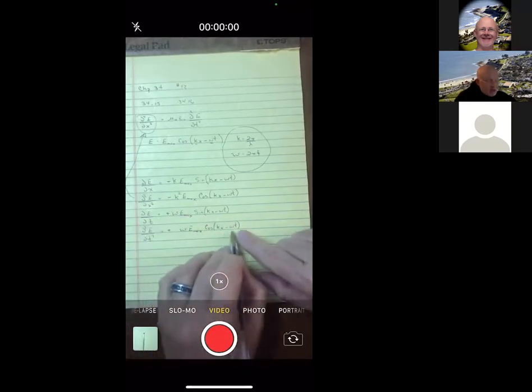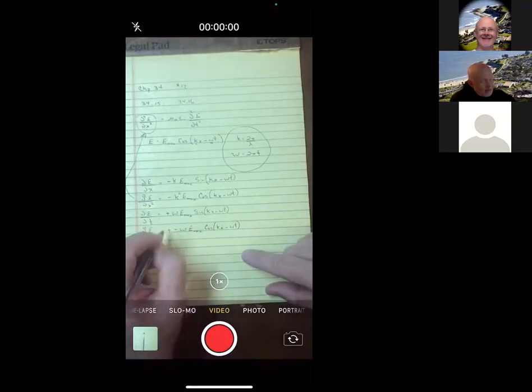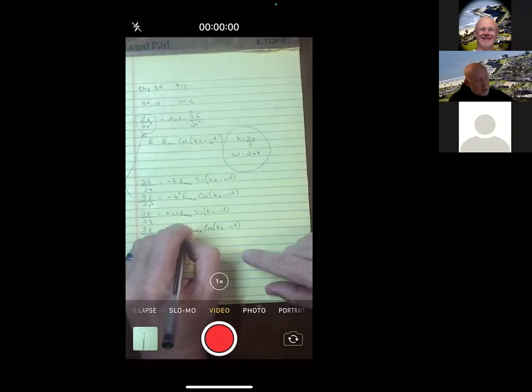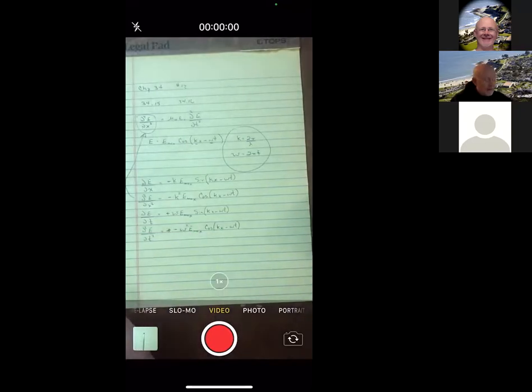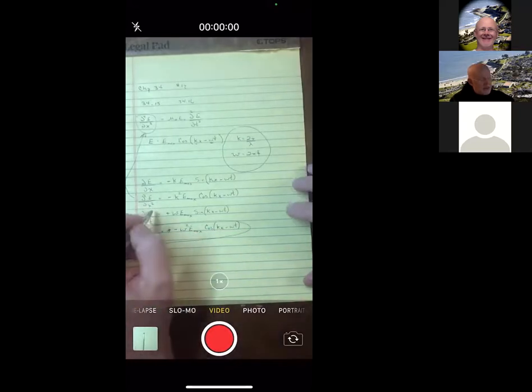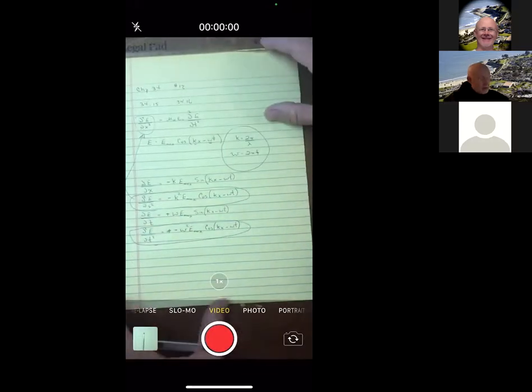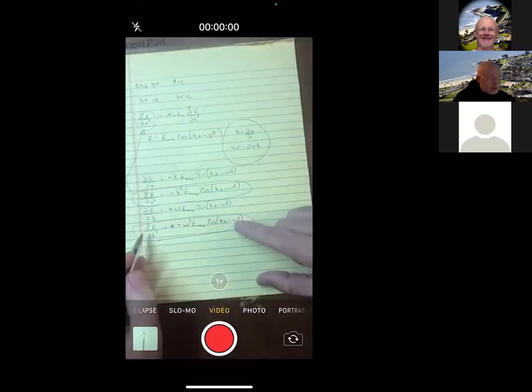And then chain rule would give me a negative omega. So I'll change that to a negative out in front and square the omega. All right. So now that I have the second derivative with respect to time and also the second derivative with respect to space, I'll put those together.